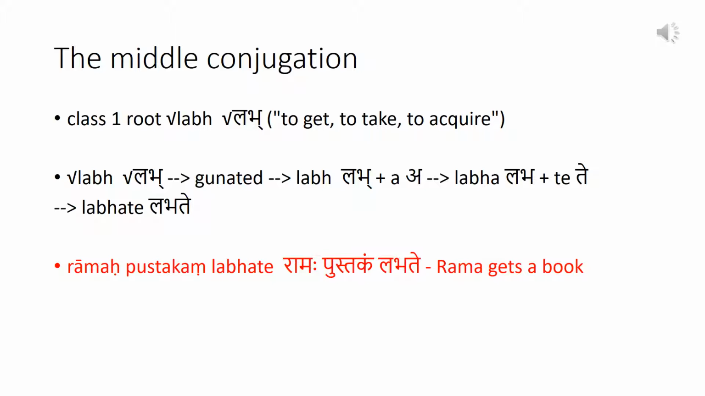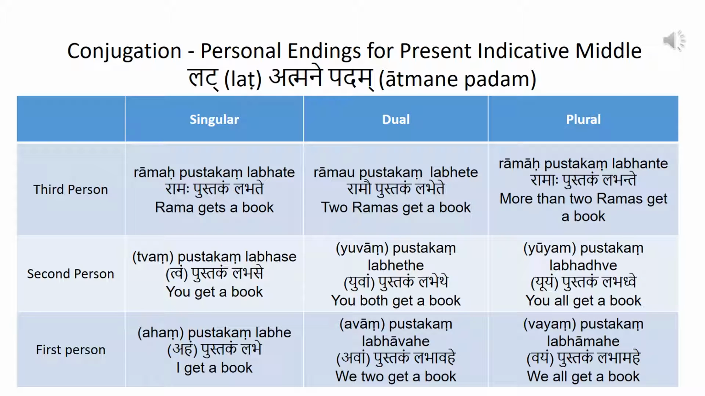So we can say Rama pustakam labhate. Rama gets a book. You can here see why we are using the Atmane Padam for this. The book is for Rama himself. Rama gets a book for himself. The full paradigm for the present indicative middle voice is given here. You will see that there are some deviations from the standard endings in the dual forms and some others.